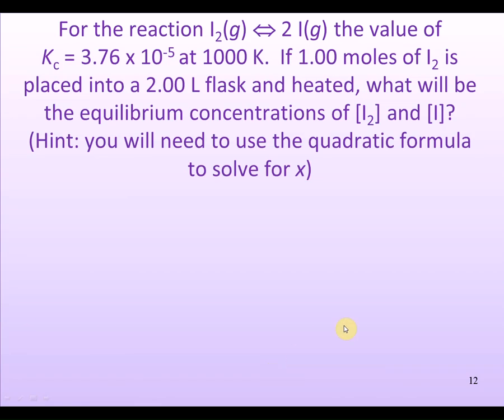Okay, now we're looking at another reaction where we've got iodine breaking up into 2 moles of iodine atoms. So they give us the Kc value, and they give us the temperature, and they give us the moles, and they give us the volume, and they want to know the equilibrium concentrations of our products and our reactants. And we're going to use the quadratic formula to solve for x.